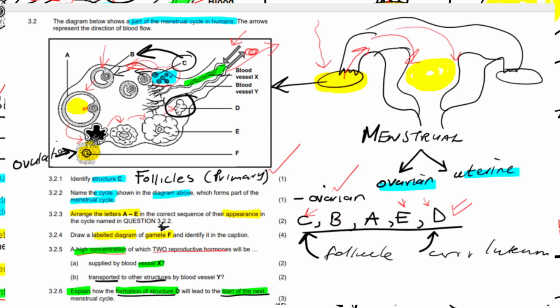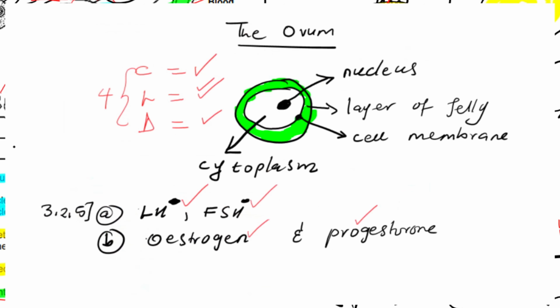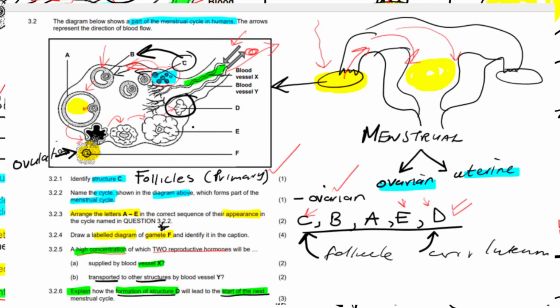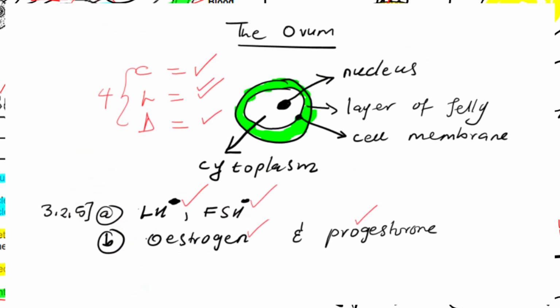So remember that the corpus luteum secretes progesterone. That is the hormone that is secreted by the corpus luteum. So now when the corpus luteum is degenerating, or it is becoming smaller, just like part D here, for you to form part D coming from E, it has to get smaller and smaller, right? So it means that there will be less progesterone secreted.